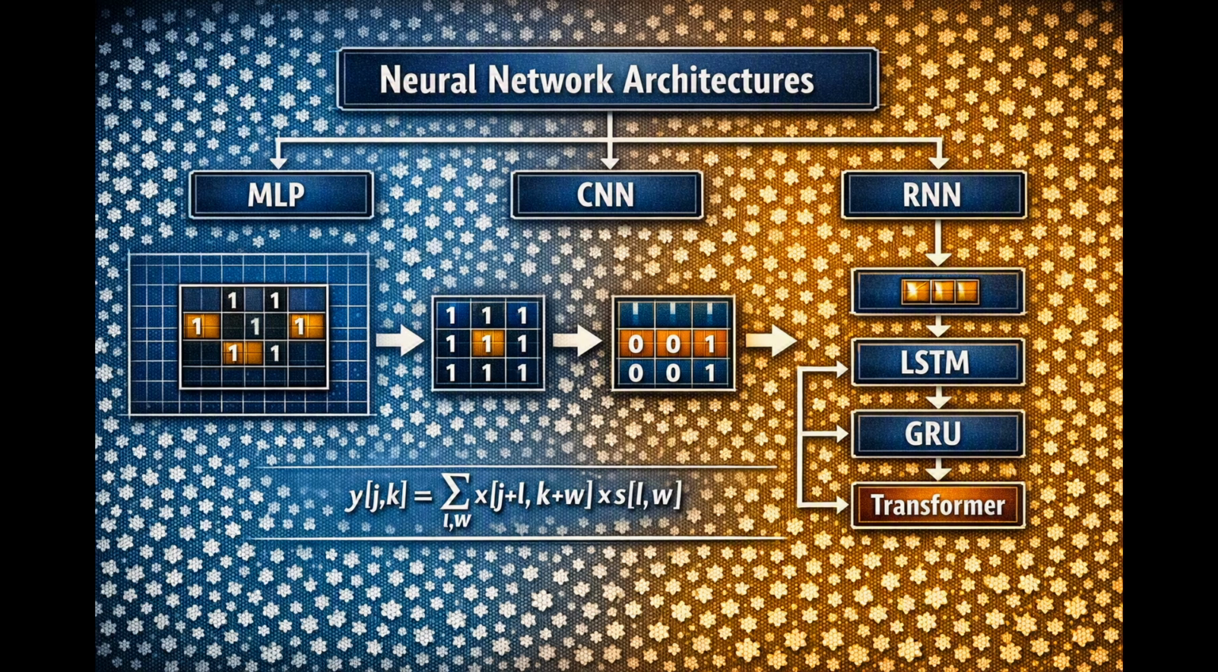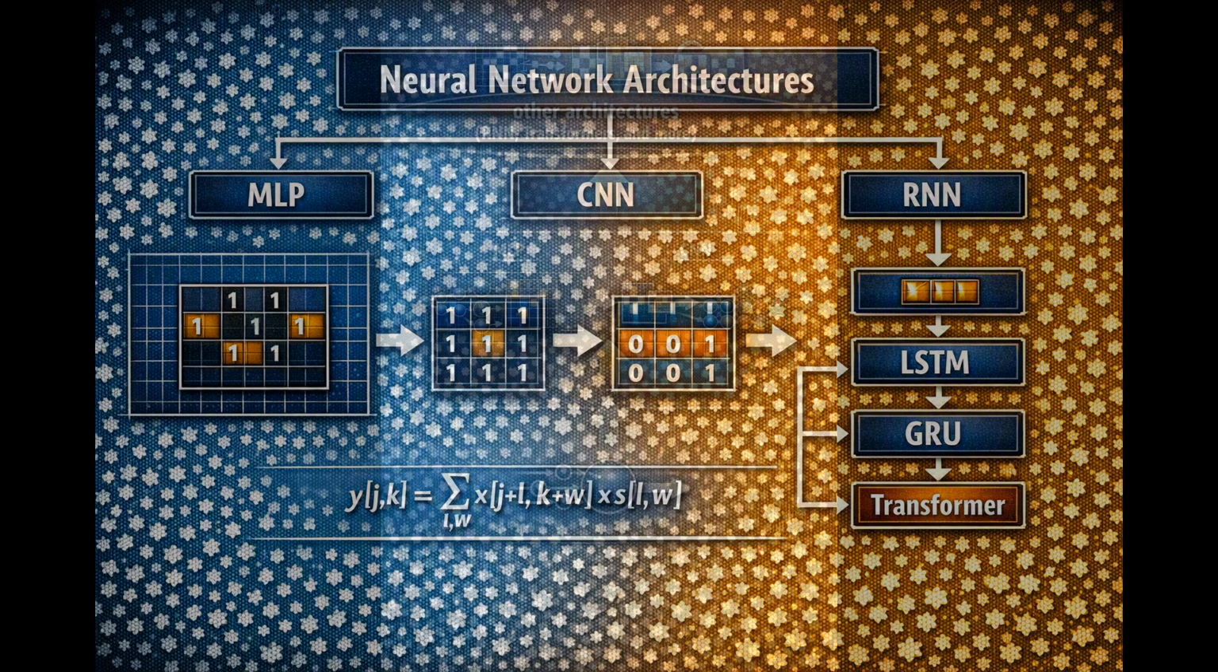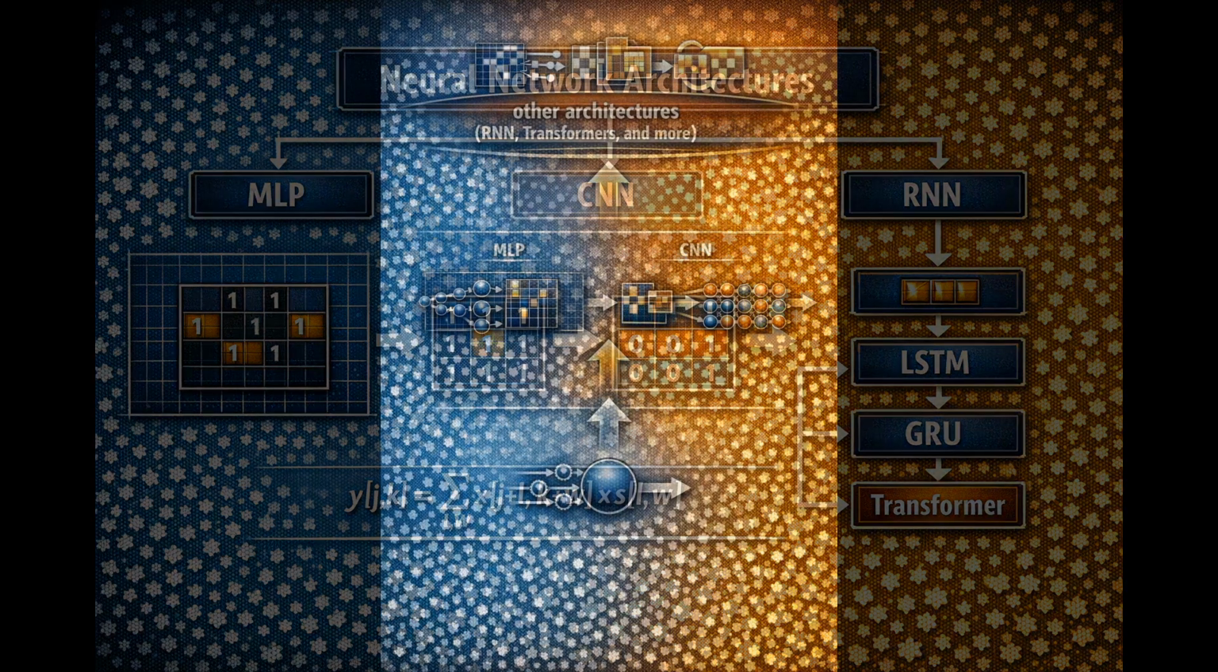Beyond RNNs, there are other specialized architectures, such as restricted Boltzmann machines, Hopfield networks, and deep belief networks. While we won't go deep into these today, it's worth knowing they exist, each suited to particular kinds of problems, and each differing in the specific mathematical operations and training procedures they use.